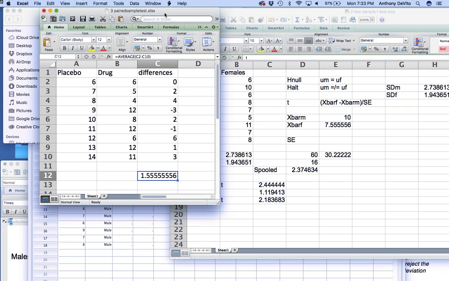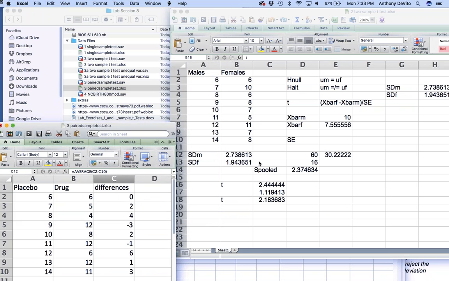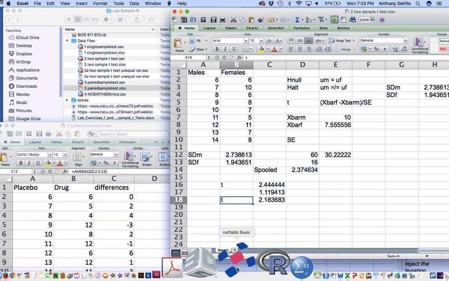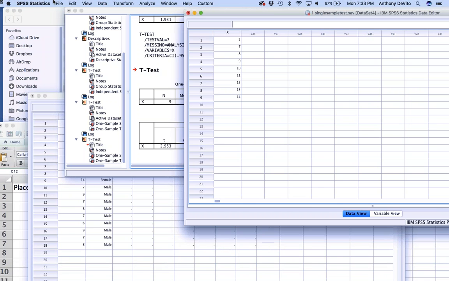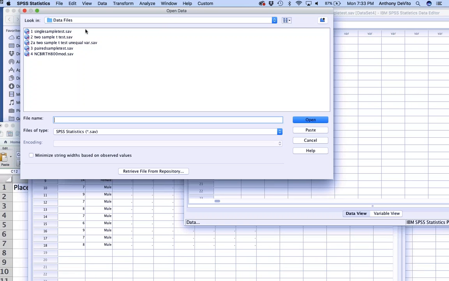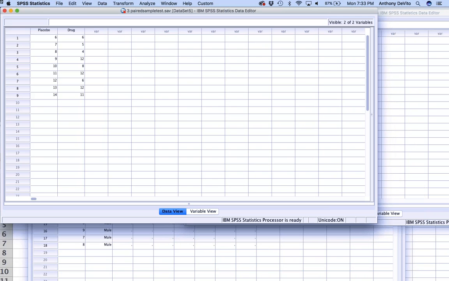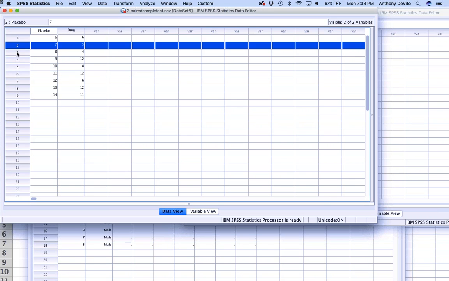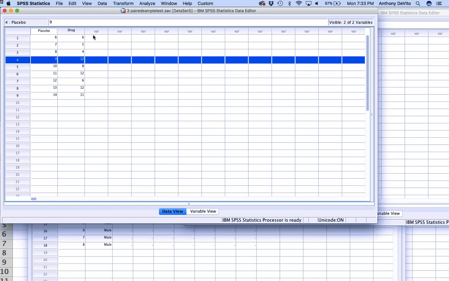I'm going to do it in SPSS. You could do it in Excel, or you could do it in SPSS. So I'm going to go to SPSS again and open the data, paired sample t-test. Here's placebo, here's drug, and I do need them as side-by-side columns. This is subject 1, subject 2, subject 3.